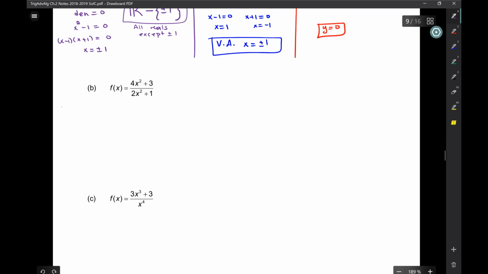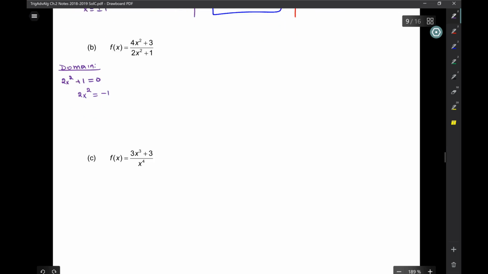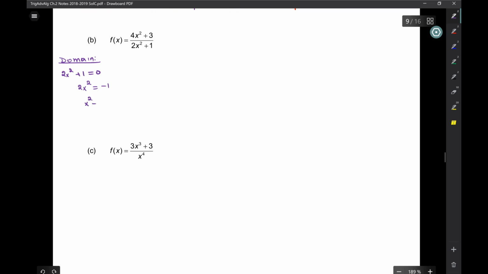Same situation. Domain. So essentially for domain, any number is okay as long as when you put it into the denominator for x, the denominator doesn't equal 0. So we have to find the problem points where the denominator will equal 0. So let's see where this denominator equals 0, and then we'll exclude those. So 2x squared equals minus 1. X squared equals minus a half.